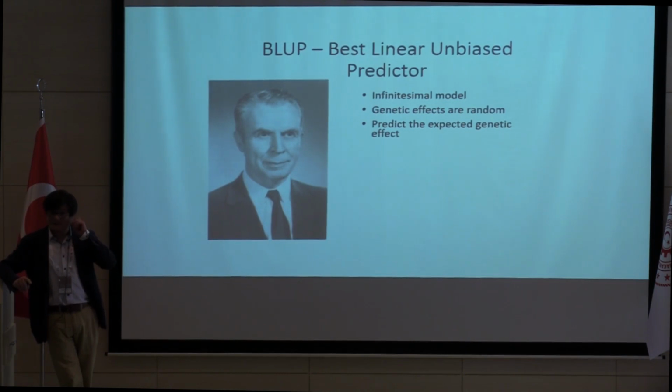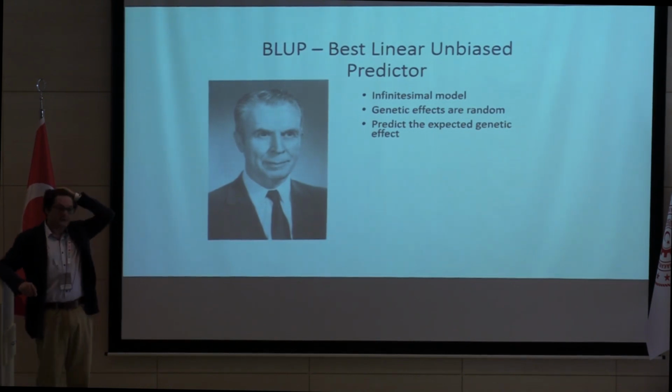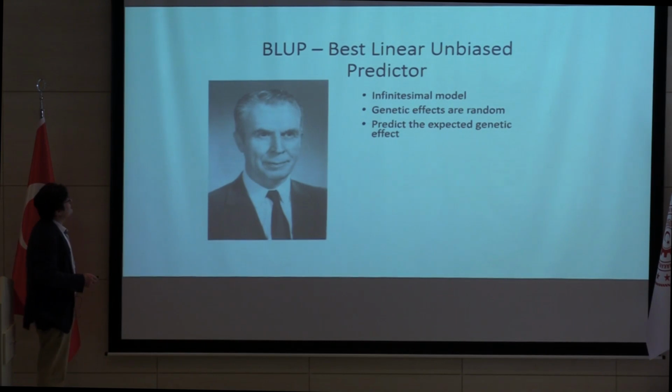And it started in large pedigrees, as many things in genetics, and this is Charles Henderson. And these are papers in the 1970s, based on an infinitesimal model.